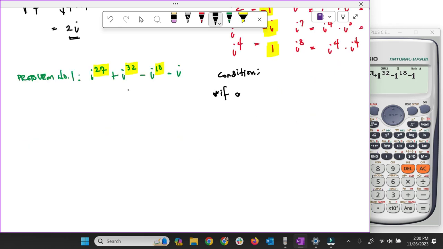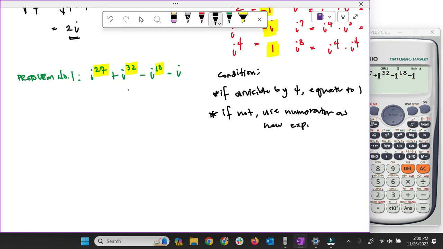If divisible by 4, equate to 1. Palitan mo agad ng 1. If not, make sure na you use the numerator as the new exponent of i. Pero dito sa second condition, make sure na gagamitin mo lang yung numerator if the denominator is 4.